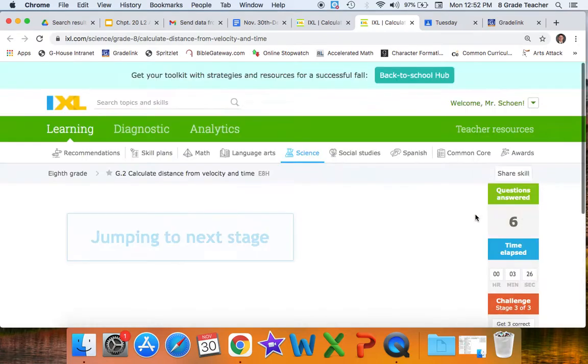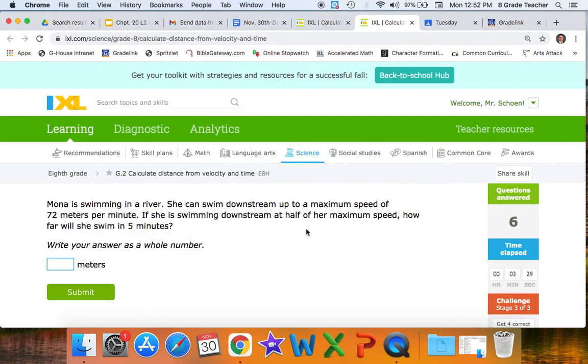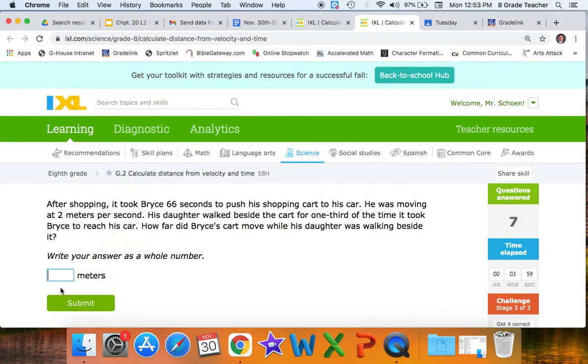We'll jump to the next level so you can see what the most difficult problem is going to look like. Mona's swimming in a river. She can swim downstream up to a maximum speed of 72 meters per minute. If she is swimming downstream at half of her maximum speed, how far will she swim in 5 minutes? Okay, so it's giving you the time here, but it's not giving you the speed. It's telling you what her maximum speed is, but because it says half of her maximum speed, you've got to take this 72 and divide it by 2. So there's an extra step thrown in. 72 divided by 2 is 36, multiplied by 5 minutes. Tells us how many meters she's traveled, because our distance equation is still the same. It's still the speed that she's traveling times the time that speed is taking place.